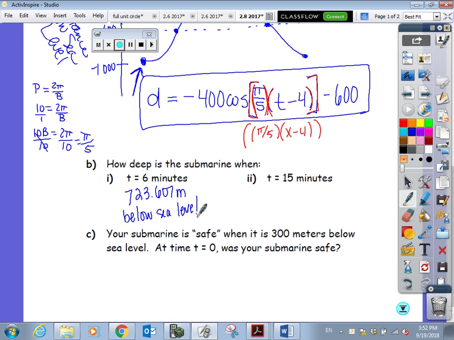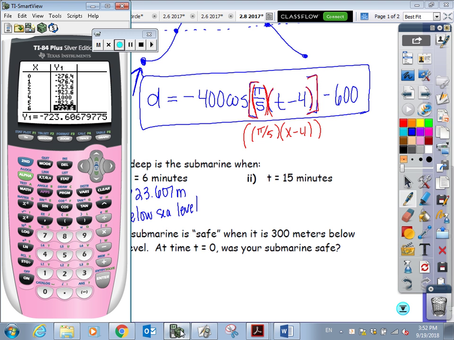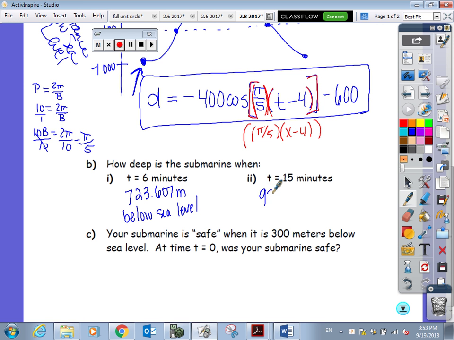723.607 meters below sea level would be the correct way to say that. And then we do the same thing for 15. We could scroll down till we get to 15. If yours doesn't scroll on the Y, that just means you've got to go over and scroll up there. Again, highlight it and you get your answer. The negative just means it's below sea level, which makes sense. The submarine isn't going to fly up into the air. So we have 923.607 meters below sea level. That would be the appropriate way to answer that question.